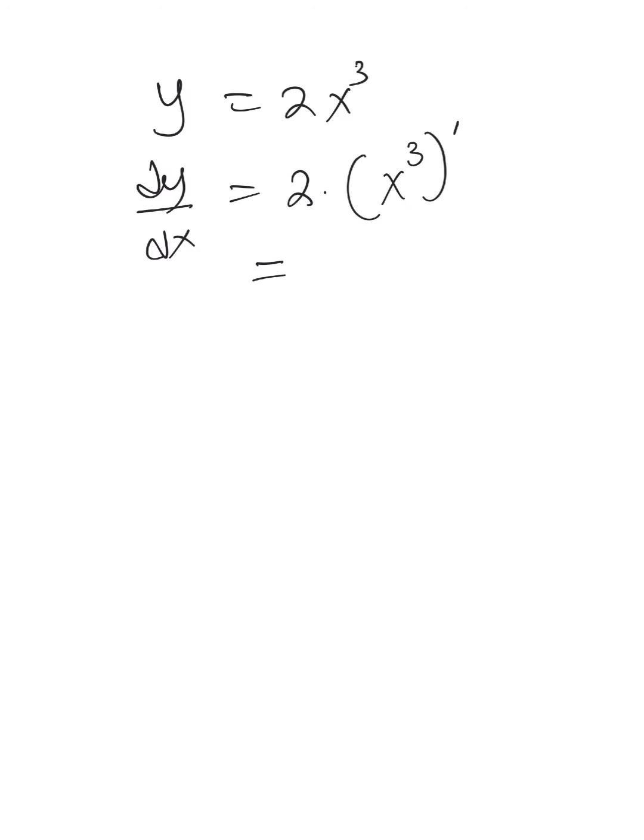So this is 2 times the derivative of x cubed, which is 3x squared. And then we multiply 2 by 3 to get 6x squared. So when you have a product of a constant and the power of x, the constant is a coefficient, so that coefficient is not affected.